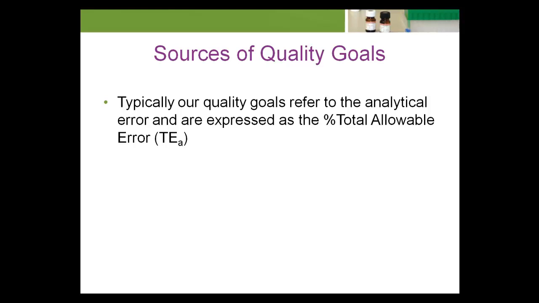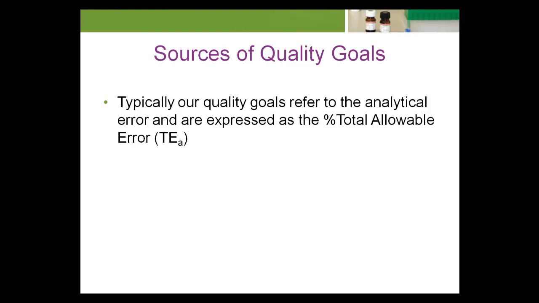If the goal is not a percentage, it must be converted to a percentage by dividing it by the target value and multiplying by 100. Each quality goal specifies some allowable distance from the target value. The target value is usually either a group mean or the mean of the control lot.